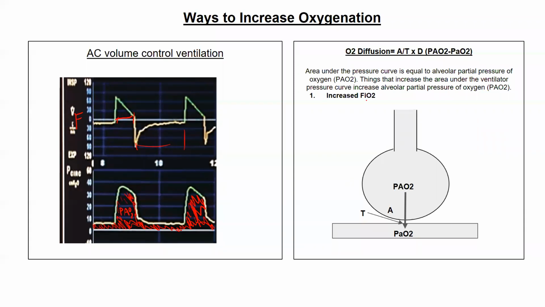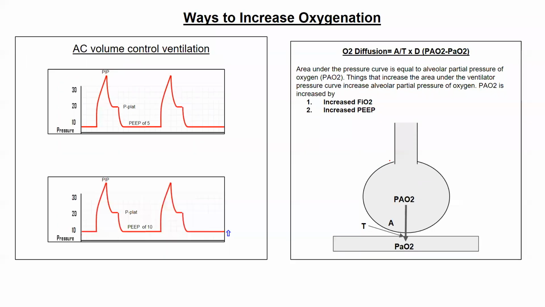Now the first one is pretty simple. I'm not going to go into too much. It's going to be increased FiO2. If you increase the FiO2, your PaO2 is going to go up. Pretty obvious. The next one, and it may not be as obvious, is increasing your PEEP.